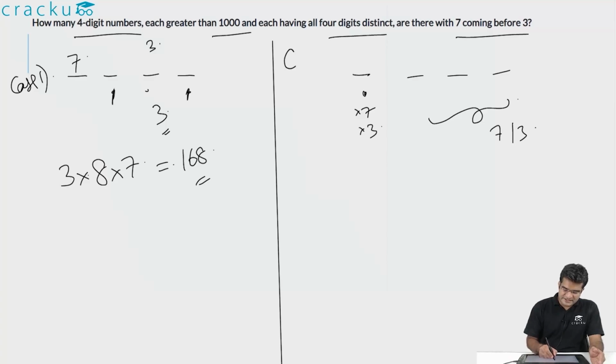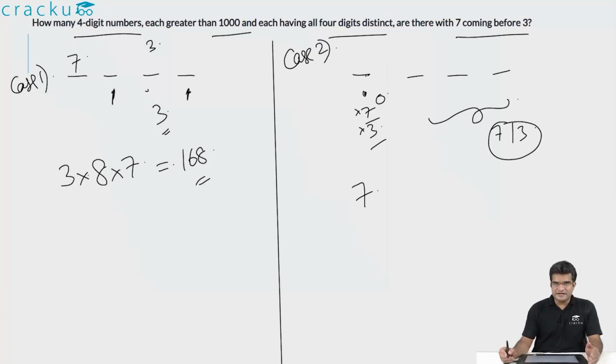Now, if you are considering the second case where 7 is not the first digit, it cannot be 7, it cannot be 3, and it cannot even be 0, because it is a 4-digit number which is greater than 1000. So, the first digit can be selected in exactly 7 ways. It can be any of the remaining 7 digits. We can select the places for 7 and 3 in exactly 3C2 ways. That is, out of these 3 blanks, we can select 2 blanks in 3C2 ways. And once we have selected both the blanks, the place for 7 and 3 is already prefixed because 7 has to come before 3.